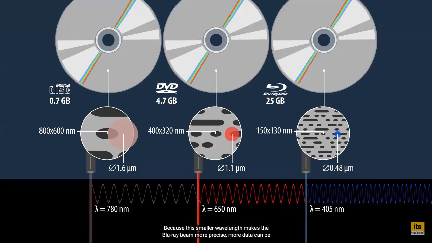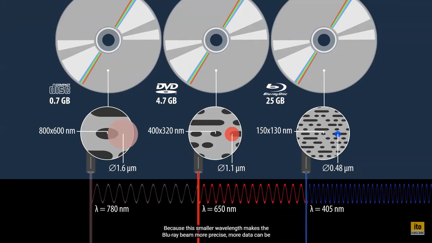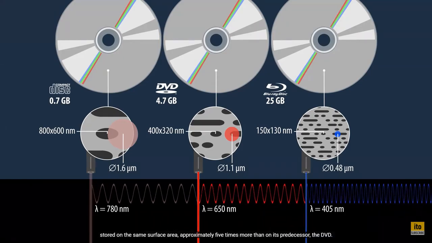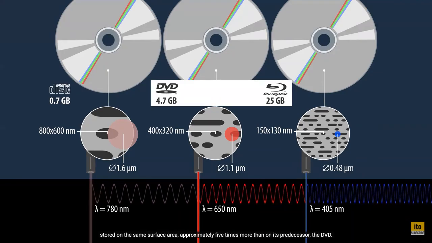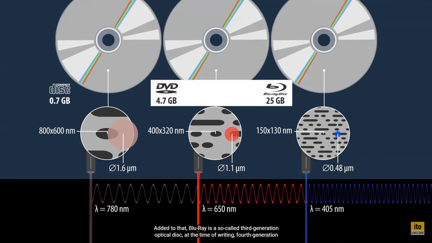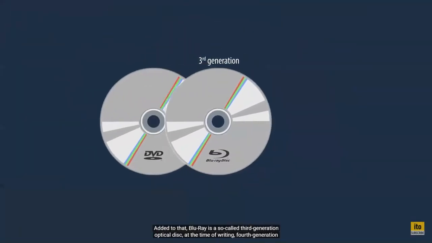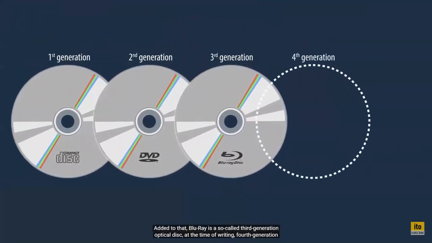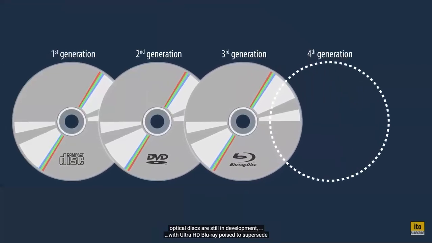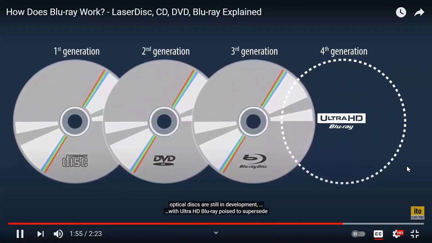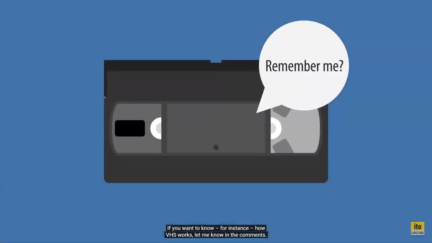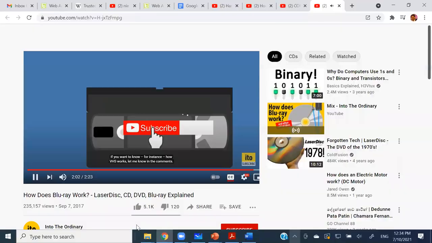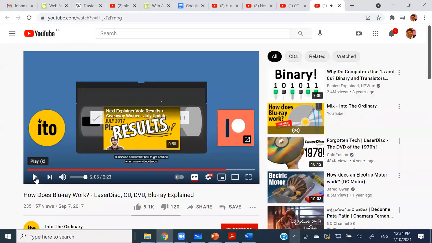For instance, Blu-ray uses blue lasers, which have a smaller wavelength than the red DVD lasers or the infrared lasers used with CDs. Because this smaller wavelength makes the Blu-ray beam more precise, more data can be stored on the same surface area, approximately 5 times more than on its predecessor, the DVD. Added to that, Blu-ray is a so-called third-generation optical disc. At the time of writing, fourth-generation optical discs are still in development, with Ultra HD Blu-ray poised to supersede regular Blu-ray in the near future.